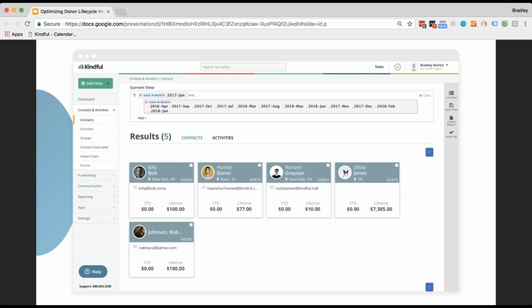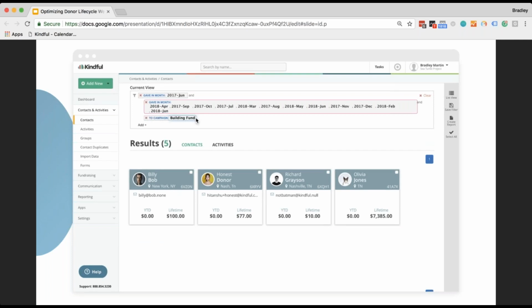Now, taking it just one more step further, what you might be able to do is add on one more filter. So you can see that now not only am I looking at the people who haven't given in the last year, but that also gave to the building fund. So again, if you have multiple programs, this might be a great way to make sure you have that really compelling why in the message that you're reaching out, in addition to the fact that they didn't give in the last 12 months.